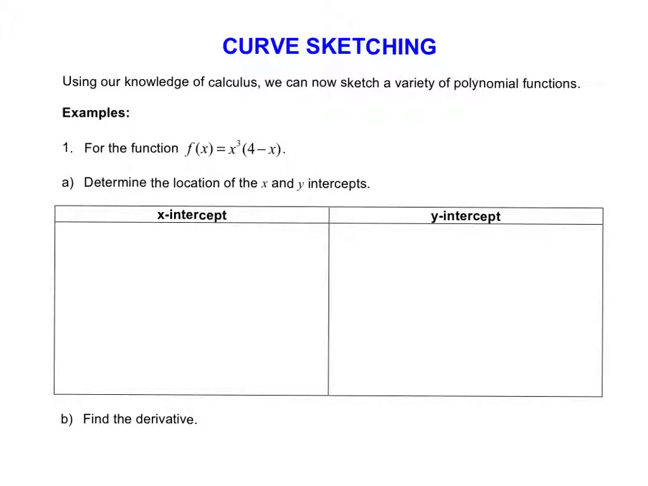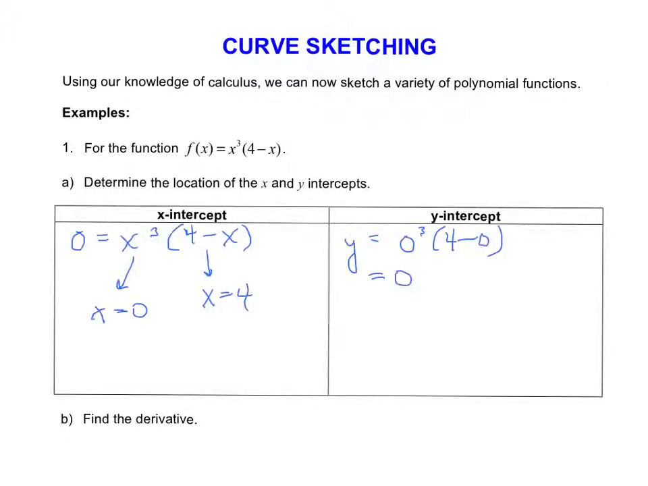It starts with f of x is equal to x cubed times (4 minus x). And at first it wants the location of the x and y intercepts. So the thing that you need to ask yourself is what is true when you're looking for the x-intercept and what is true when you're looking for the y-intercept? Well, when you're looking for the x-intercept, you know y is equal to 0. And when you're looking for the y-intercept, x is equal to 0. So take a moment right now and find the x and y intercepts.